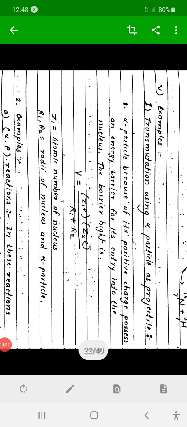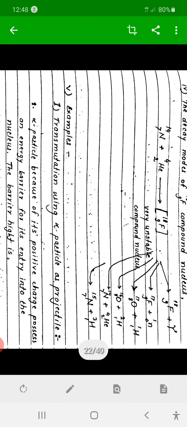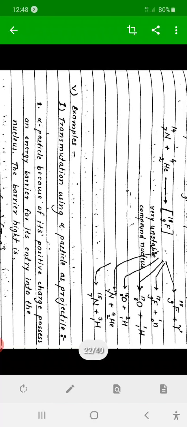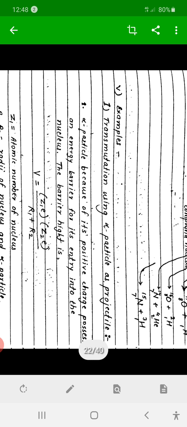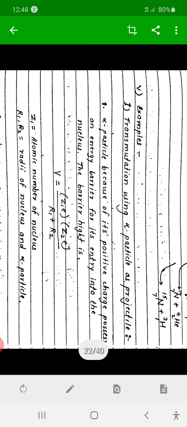Then we discuss examples of nuclear transmutation reactions using different types of projectiles. In the above example, an alpha particle is used as a projectile. Instead of an alpha particle, we can use a proton, a neutron or a deuteron as projectiles. We explain the different nuclear transmutation reactions using different types of projectiles. The first example is the nuclear transmutation reaction using an alpha particle as a projectile. Okay, thank you. We will discuss it afterward.